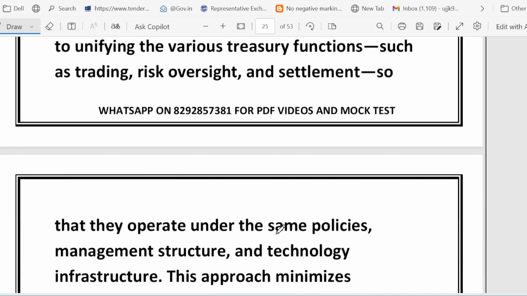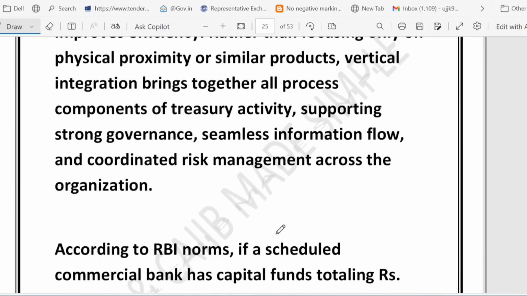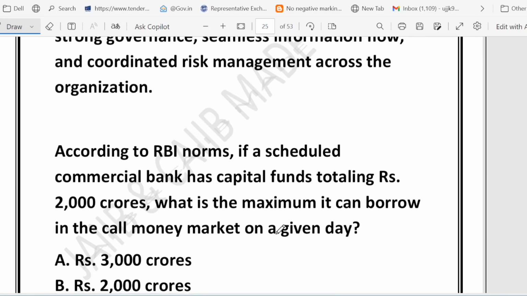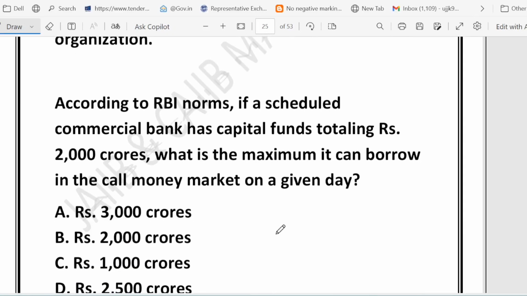The next question is asking you that according to the RBI norm, if a scheduled commercial bank has a capital fund totaling rupees 2000 crore, what is the maximum it can borrow in the call money market on a given day? Options they have given: 3000 crore, 2000 crore, 1000 crore or 2500 crore. So basically, how much can the bank borrow in call money market in one day? That is the question. Look at option A, 3000.